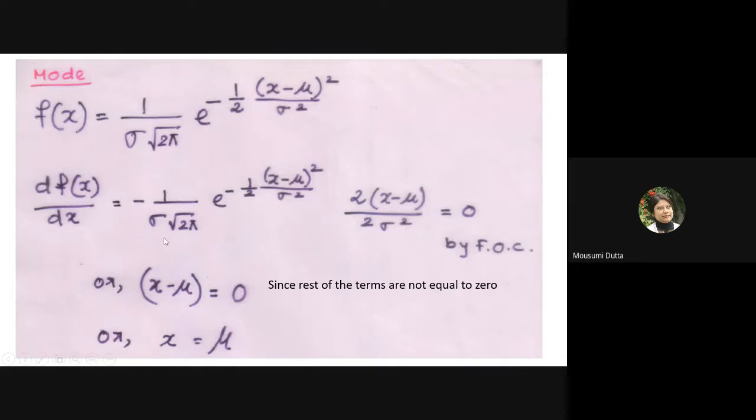So we are getting this expression equal to 0. Then I am telling that minus 1 by sigma root over 2 pi e to the power minus half (x minus mu) whole square by sigma square into 1 by sigma square cannot be equal to 0. And for that matter, only x minus mu can be equal to 0. And from there, we are getting x equal to mu.